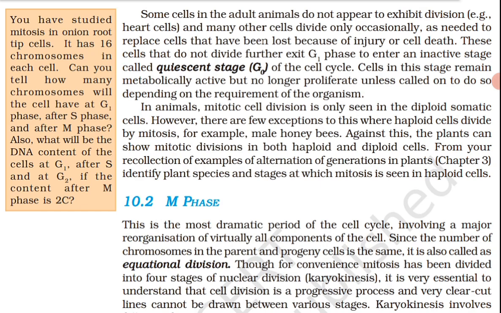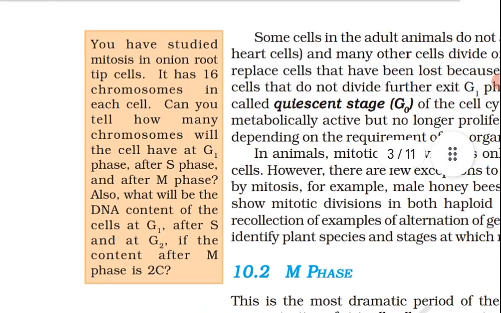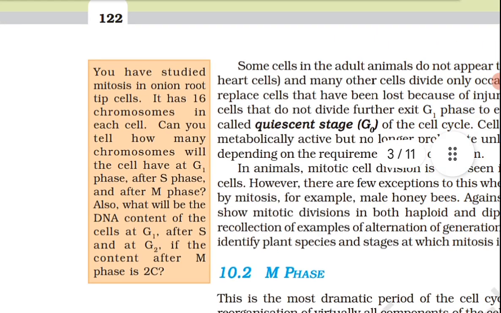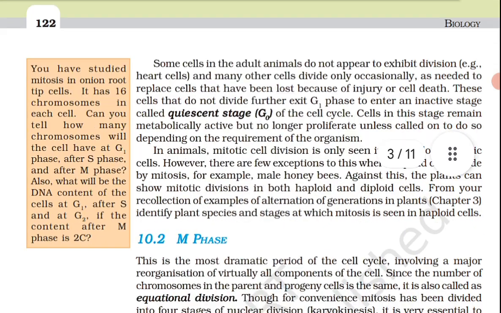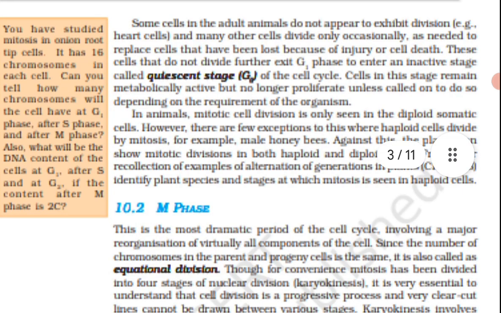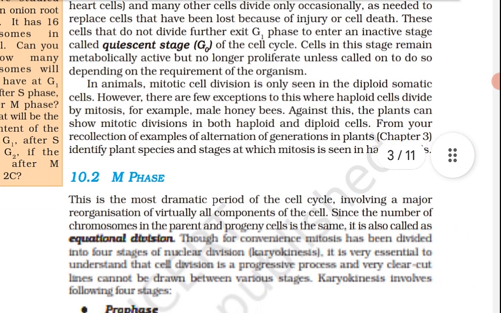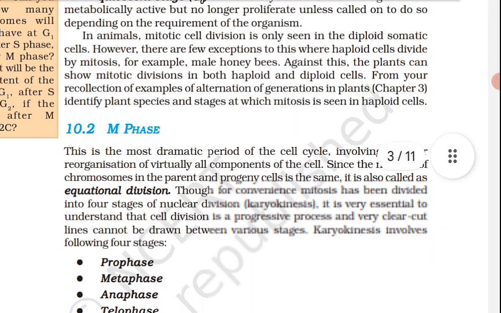You have studied mitosis in onion root tip cells. It has 16 chromosomes in each cell. Can you tell how many chromosomes the cell will have at G1 phase, after S phase, and after M phase? How many will there be in G1 phase? How many after S phase?